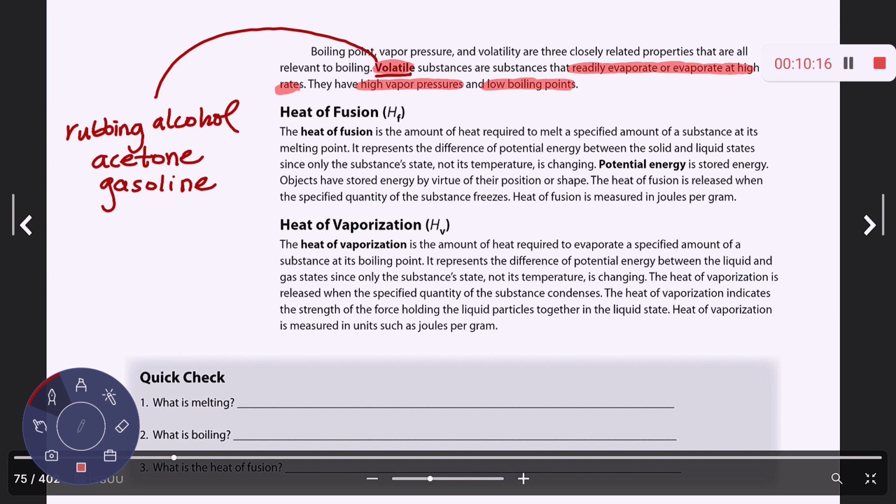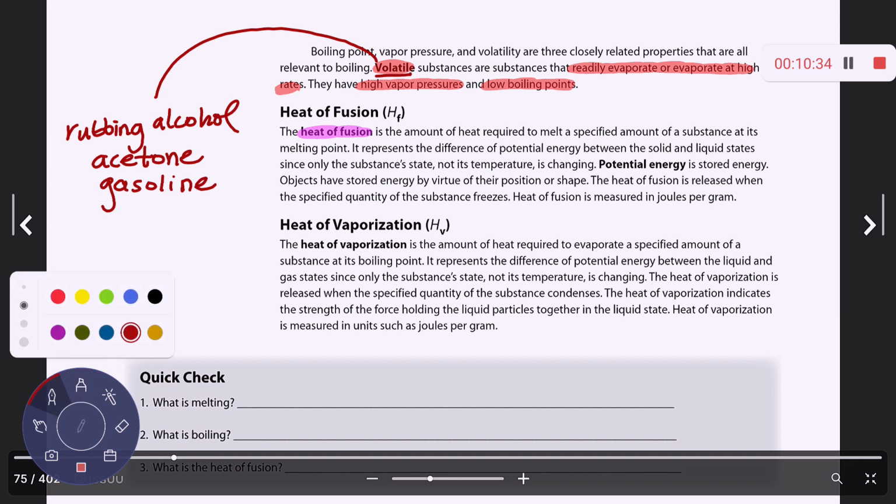Let's talk about heat of fusion and heat of vaporization. And then I've got to talk about one more thing and then we're done. Okay. If I'm trying to melt something at its melting point, I have to put some amount of heat energy in. This is called the heat of fusion.